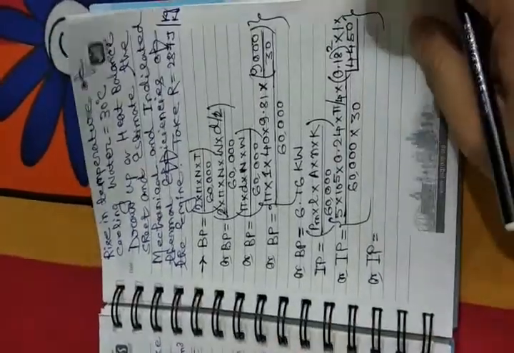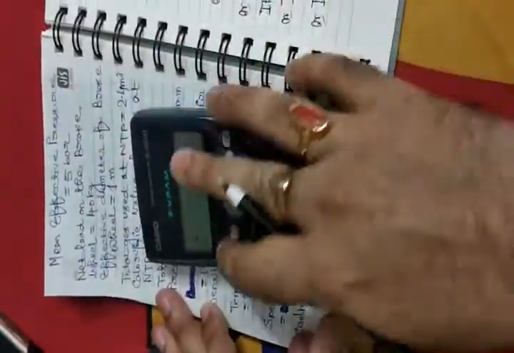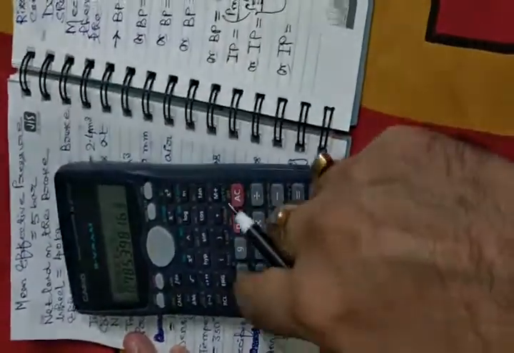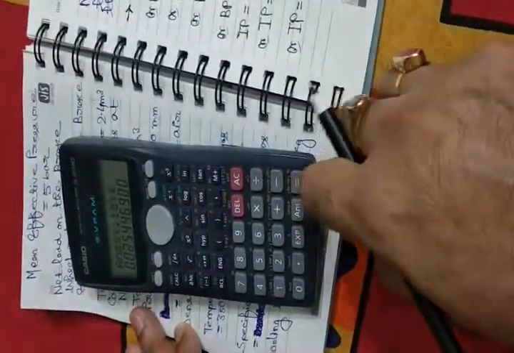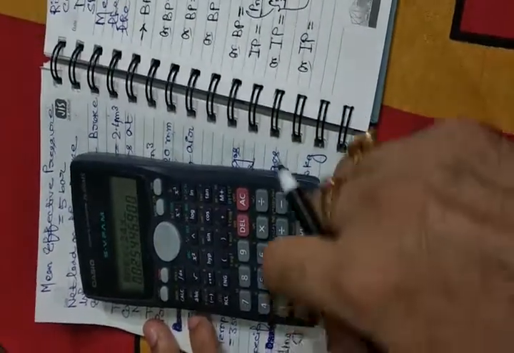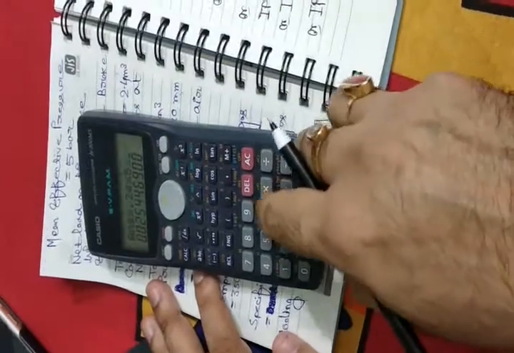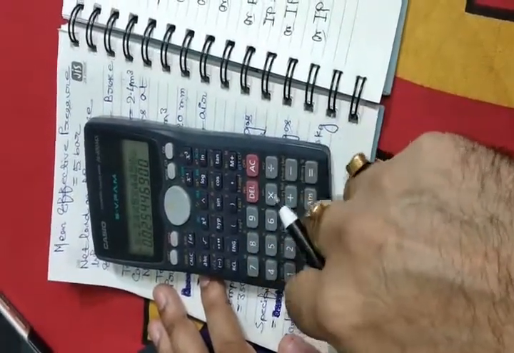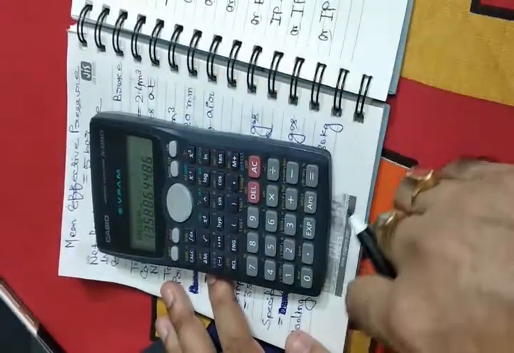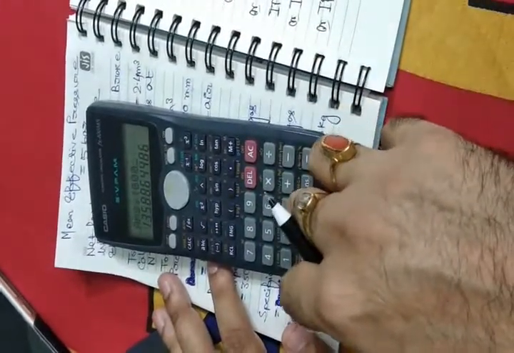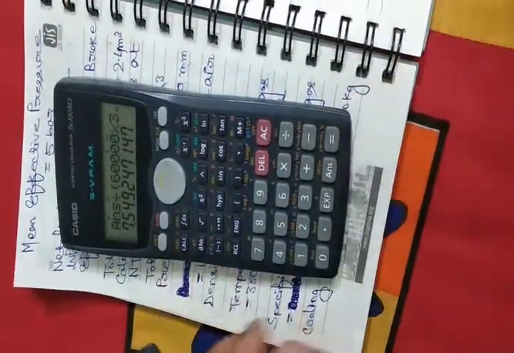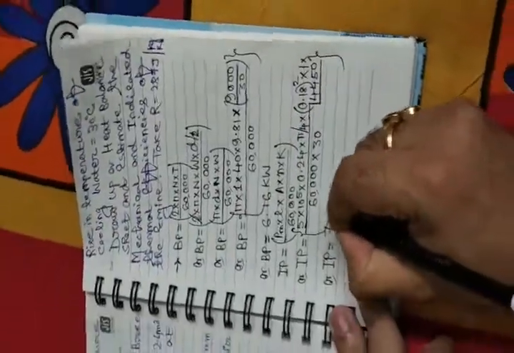So now you have to calculate pi divided by 4, pi by 4 into 0.18 square into 0.24 into 5 into 4450 into 10 to the power 5, divided by 60,000 into 30. So it is 7.55 kilowatt.